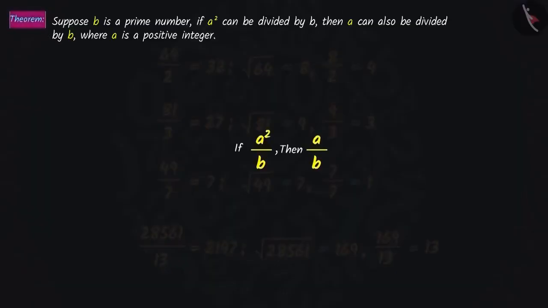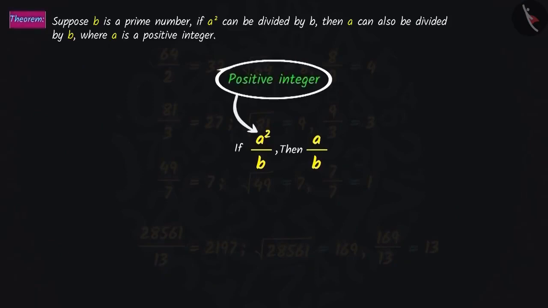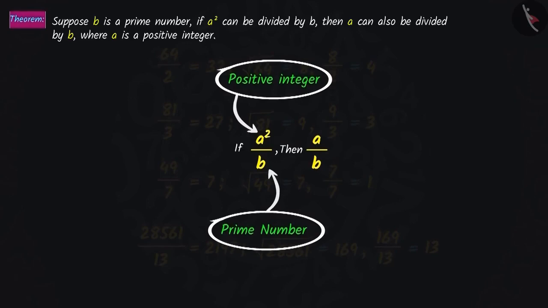Based on these examples, we can say that for a positive integer a, if a squared is divisible by any prime number, say b, then the number a will also be divisible by b.